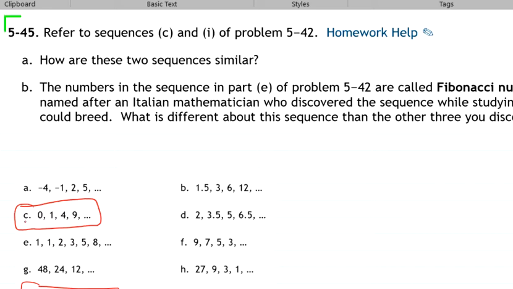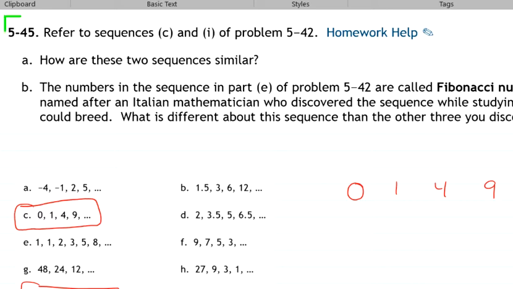Well, if I look at the first one, I'm starting with 0 and then jumping to 1 and then to 4 and then to 9. One of the things I see is it is an increasing sequence, right? I'm going up by a certain amount. But the amount I'm going up by isn't the same. The amount that I'm increasing by is changing over time.